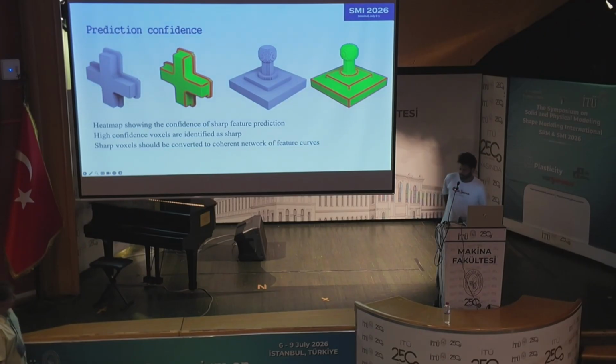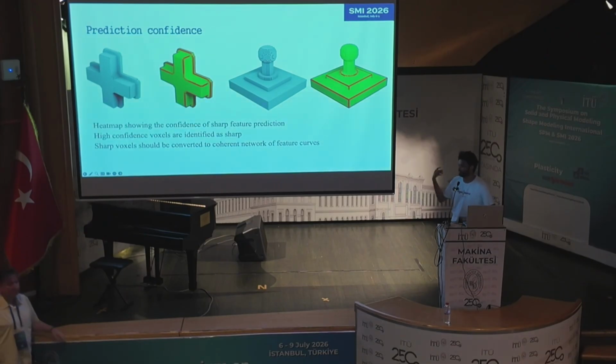During our learning step, our learning step produces a probability mask, which tells us which voxel represents a sharp feature. I mean, it's the probability of the voxel being sharp or not.